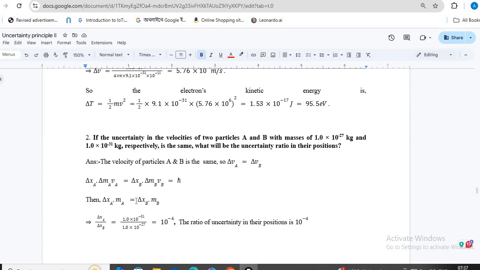So we need to find the ratio between this particular thing. So xa and ma, xb and mb. So find the ratio: xa by xb must be equal to mb by ma. So the ratio in the uncertainty in the position is given in the order of 10 to the power minus 4.